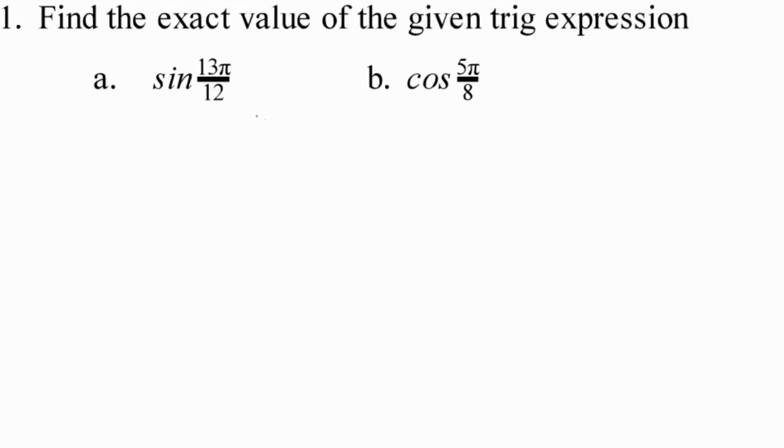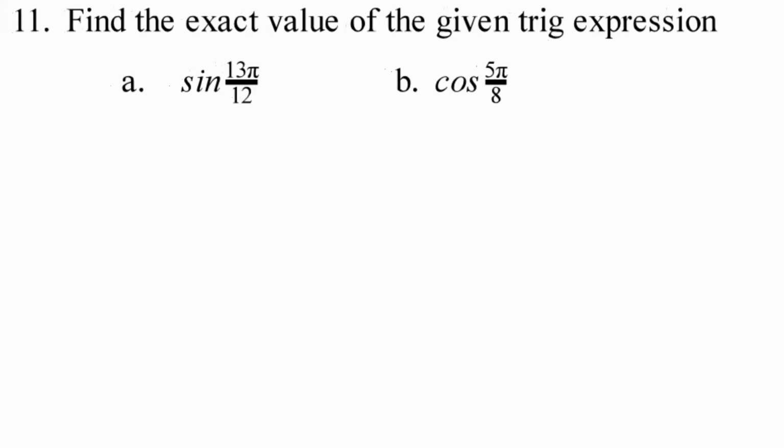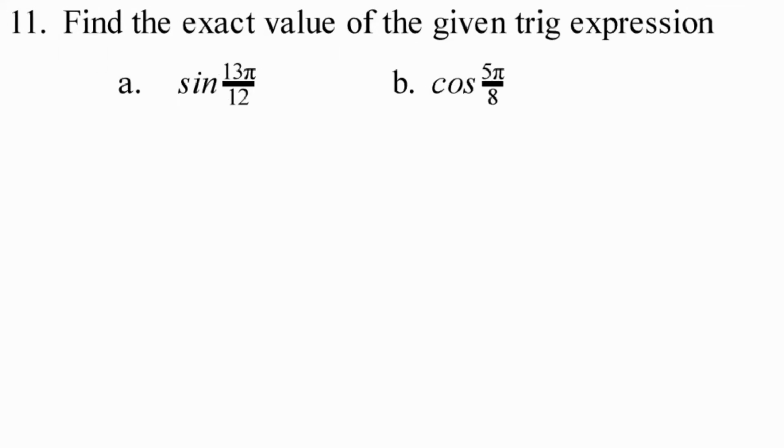So what addition gives me 13 twelfths of two things that we already know? I think that's going to be sine of, how about 3 pi over 12 plus 10 pi over 12? Are those two that we know? 3 pi over 12 is pi over 4. 10 pi over 12 is 5 pi over 6. Those are definitely two we know.